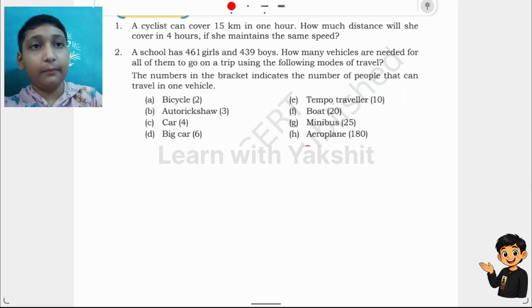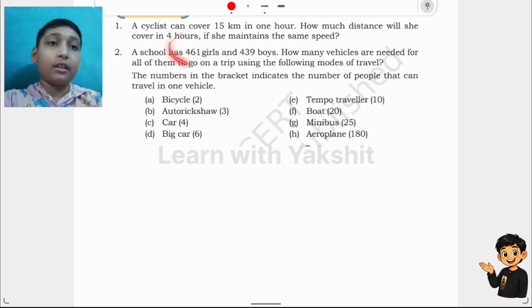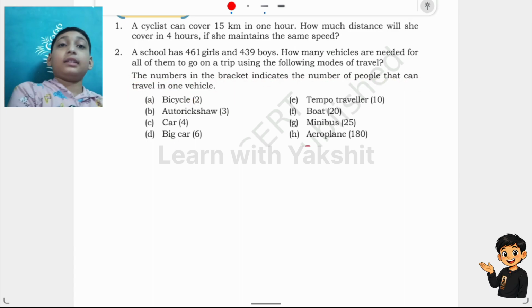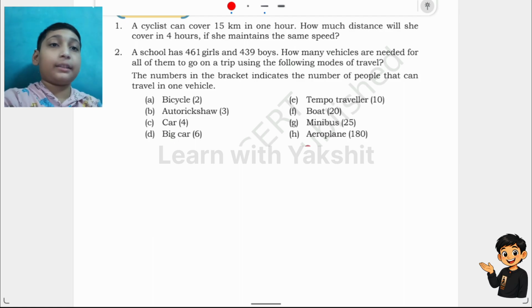2. A school has 461 girls and 439 boys. How many vehicles are needed for all of them to go on a trip using the following modes of travel? The numbers in the brackets indicate the number of people that can travel in one vehicle. Meaning, like, suppose all the school students are going to a zoo or a park or I don't know.